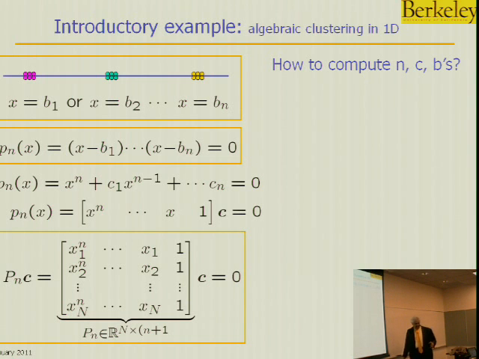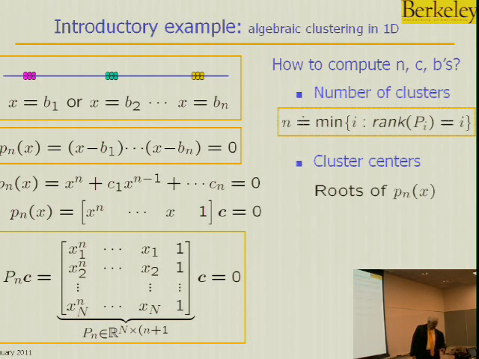So how do you compute n, and the c's? Even if you compute the c's, the c's are not exactly the b's. The relationship between the c's and the b's is the relationship between the roots of the polynomial and the coefficients of the polynomial. So how do you recover all of this?